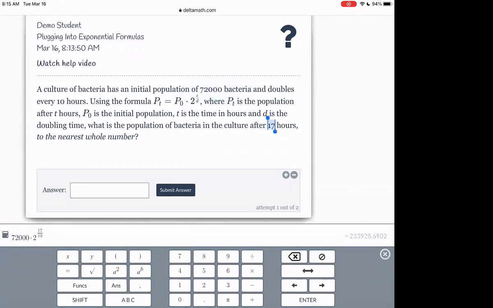Okay, this thing that's highlighted, that is our T. And that thing that's highlighted, that is our D. There you go. I found out how to highlight. So I put them into the formula and we got 233,928.6902. Remember, we are rounding it to the nearest whole number, so 233,929. So it's not 928.6, it's 929 because 6 is a big number, so we're going to round it up. Any questions on this one?